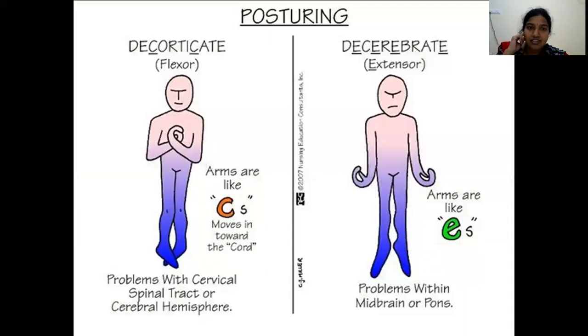So this is a picture showing decorticate rigidity and decerebrate rigidity. Decorticate rigidity indicates problems with the cervical spinal tract or cerebral hemisphere, and decerebrate is an extensor position with problems in the midbrain or pons. So these come under the GCS. Okay.